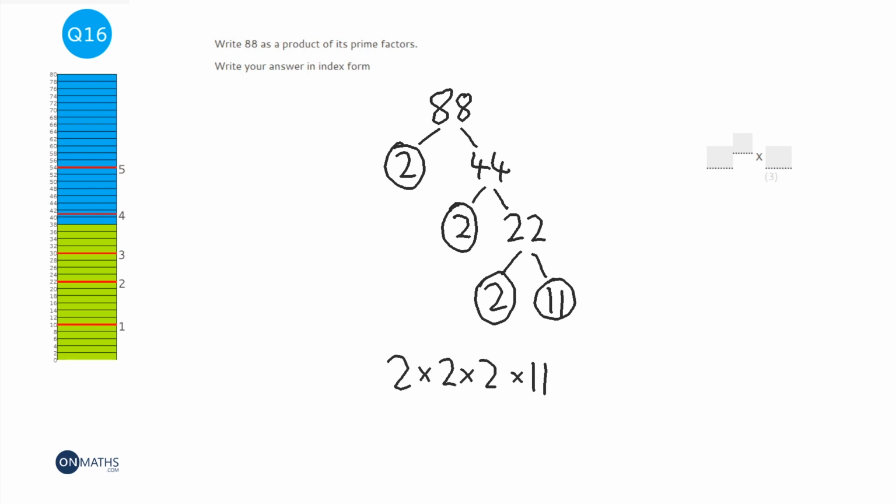Now if you're also asked to write it in index form, that means instead of 2 times 2 times 2, you're going to write 2 to the power of 3 times 11. Now don't work that out, because that will give you 88, so 2 cubed times 11 is 88.